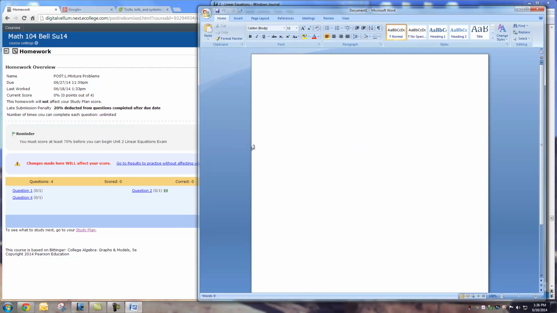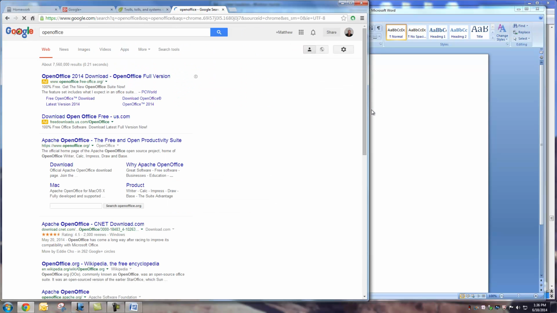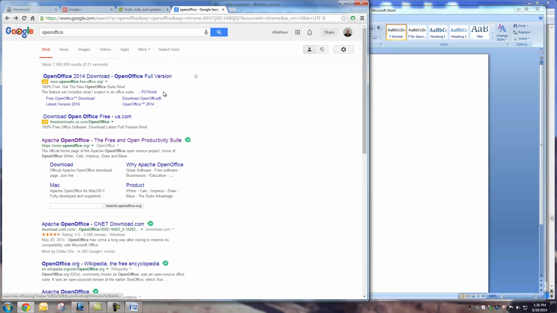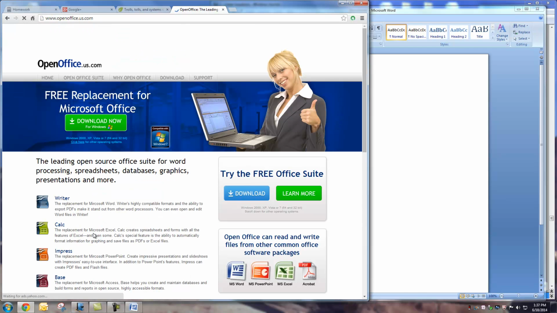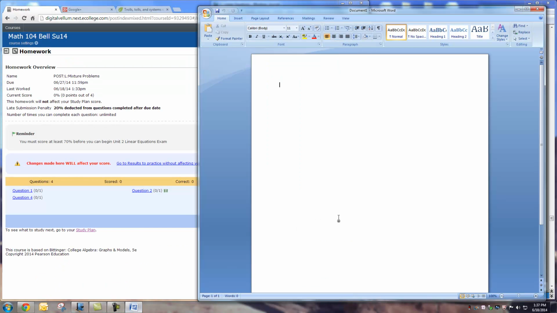Then, to answer the question, all you need to do is go to Microsoft Word, or you can download Apache OpenOffice. If you don't have it, here's where you can get an OpenOffice file. It's all free. And the nice part is you can save files in DOC format, in document format, and email them as Microsoft Word. Boom, right there. Download now. Free replacement for Microsoft Office. Excellent program.